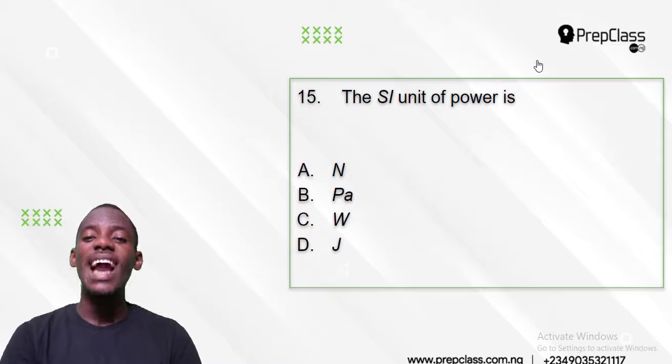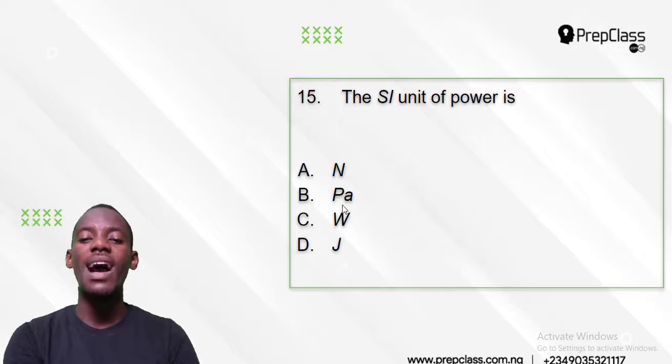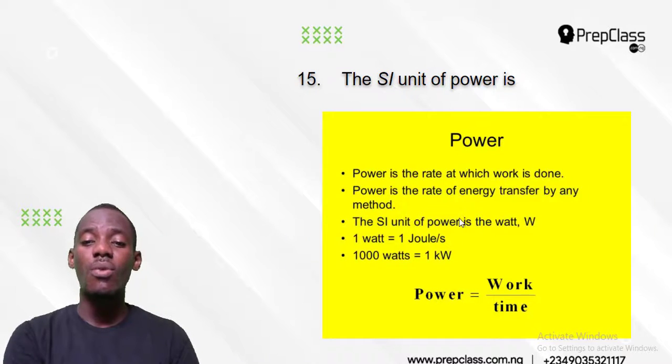It is dynamo. The SI unit for power is what? In what unit do we calculate power? Is it Newton, Pascal, Watt, or Joule? Joule is for energy. Watt is for power. Pascal is for pressure. And Newton is for force. So the simple answer to that question is that power is measured in watts.